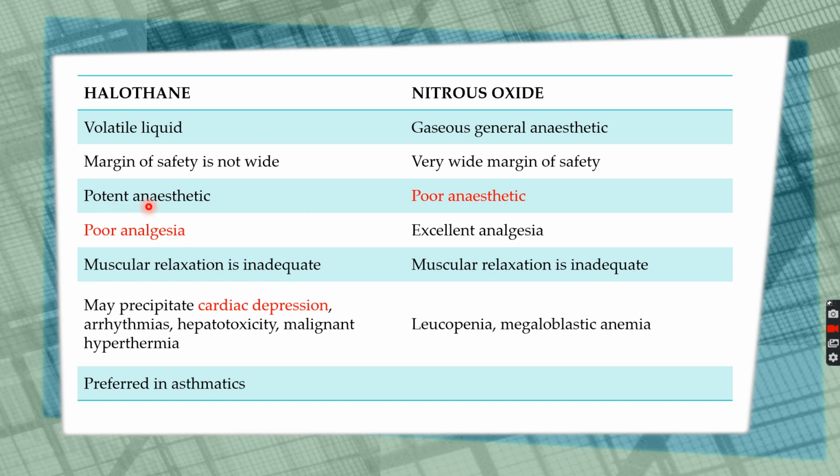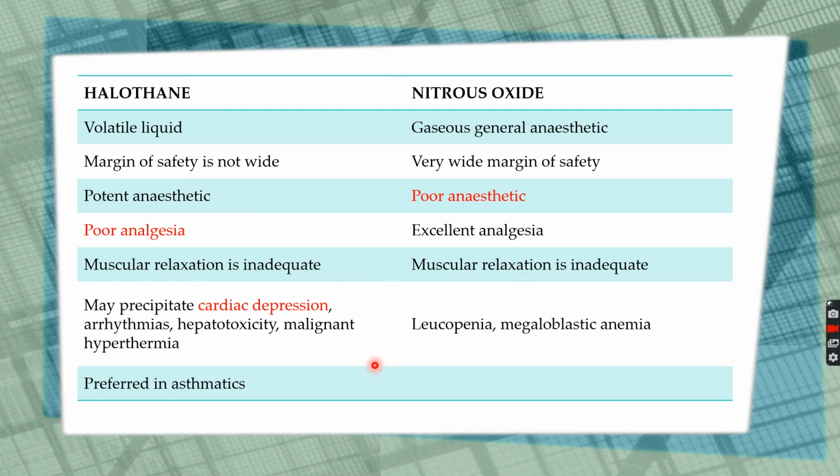Whereas with halothane, the margin of safety is not wide. So we have to be careful, or we have to monitor the dose of halothane that is given. If you look at the potency, halothane is a very potent anesthetic, whereas nitrous oxide has poor anesthetic ability. So to attain normal general anesthesia, you have to give a large amount of nitrous oxide. However, the analgesic property of nitrous oxide is excellent, whereas halothane has poor analgesic capacity. Muscle relaxation is poor with both halothane as well as nitrous oxide.